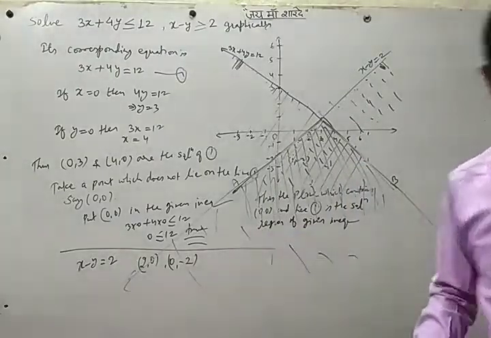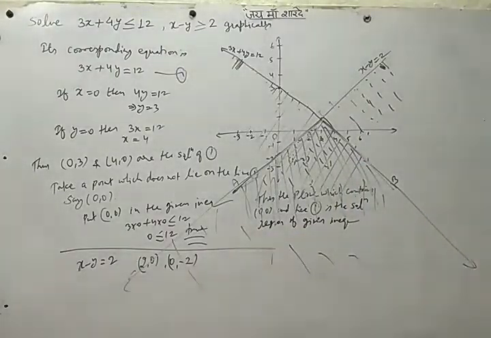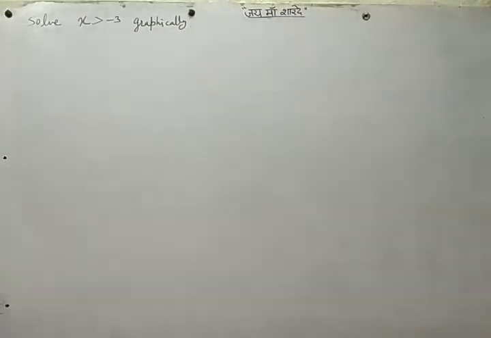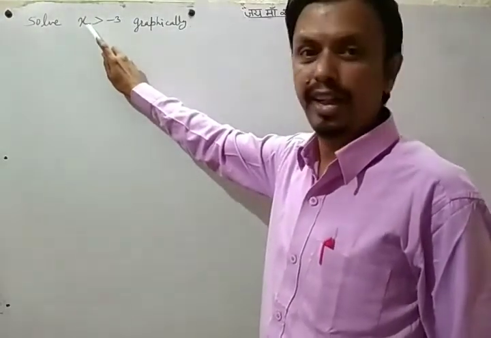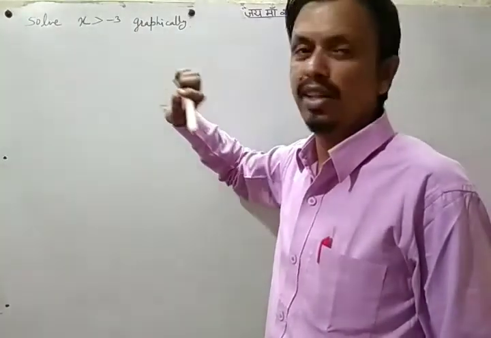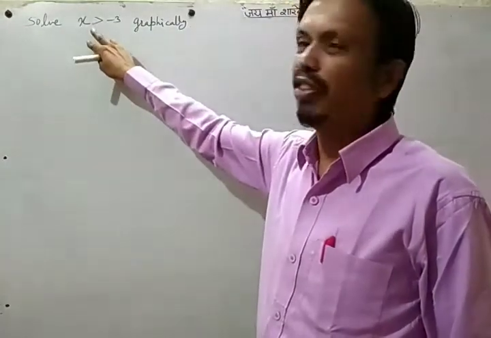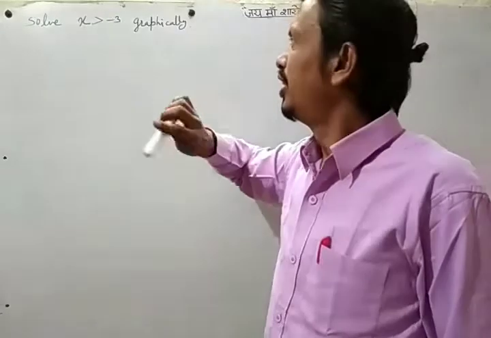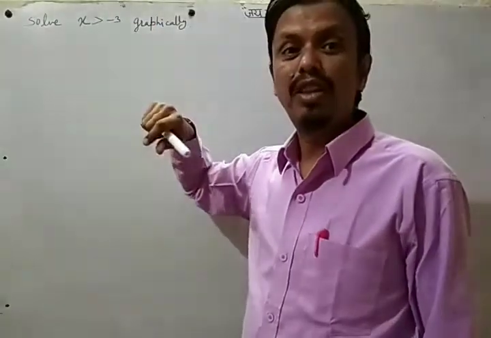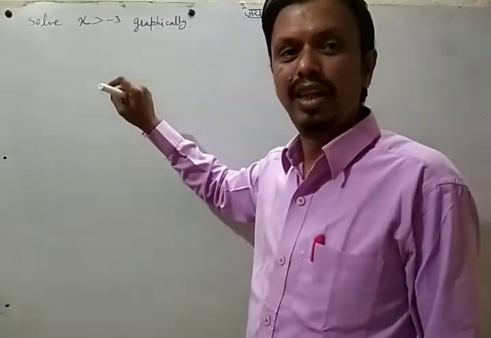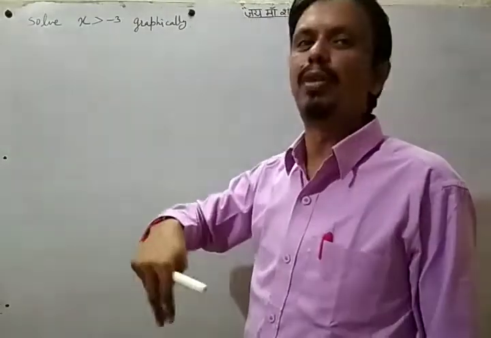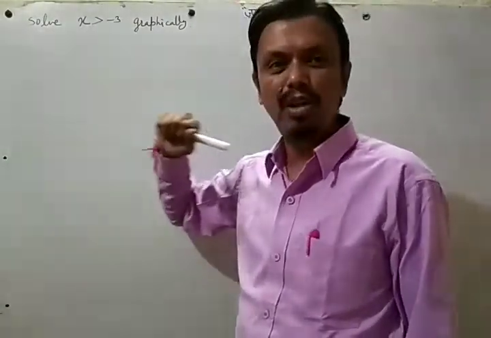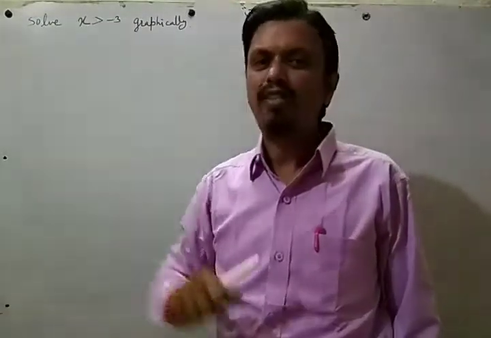Now if you want to draw the graph or solution of the inequation x more than -3, we have only one variable. Then in class 9 you've seen if there is only one variable, and if we draw its graph using two variables, then it will be a line parallel to either the x-axis or the y-axis.